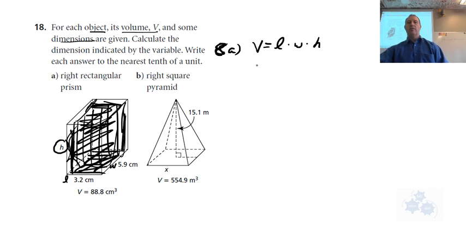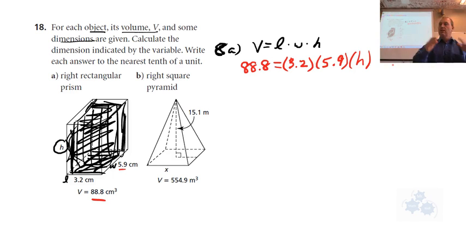So if that's the formula, look at what I'm given. I'm given the volume, so let's plug that in, 88.8. So that's the volume, so put that in the volume spot. I'm also given the length, which is 3.2, so we'll plug that in the length spot. I'm given the width, 5.9, and I don't have the height. So what you're going to do is just leave h in for the unknown. That's the unknown. We want to solve for the height.